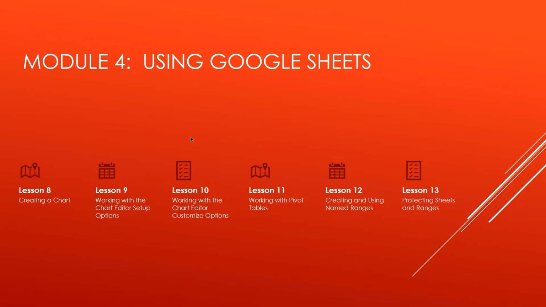We then worked with the chart editor setup options and the chart editor customize options. We moved on to working with pivot tables. Then we created and used named ranges and ended this module by learning how to protect sheets and ranges.